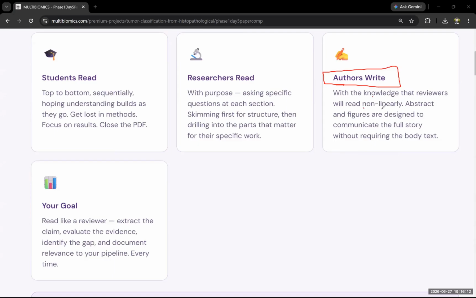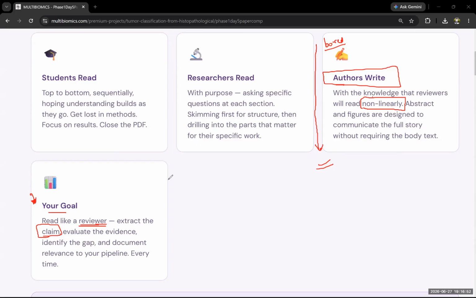And read non-linearly. What is non-linearly? Don't read in one go like this. You will definitely get bored, right? So what will be your goal? You should read like a reviewer. It's very difficult to be a reviewer. You can author a paper, but to become a reviewer for peer reviewing is very difficult. You have to extract the claim, whatever claim the paper is making. Don't blindly believe any paper that you are reading.